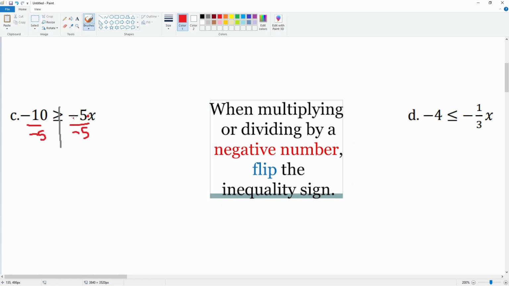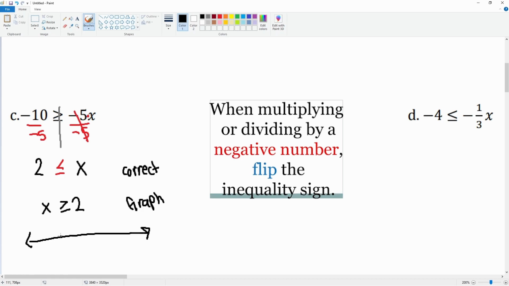So this cancels. -10 divided by -5 gets us a +2. This cancels, leaving you with just an x, and this inequality changes direction. So this is the correct answer. But if you want to graph it, it's better to have the letter on the left. So write it like this, because this way you can read it much easier.